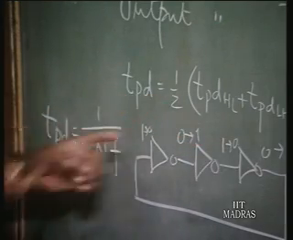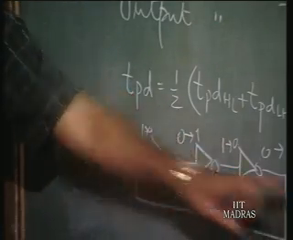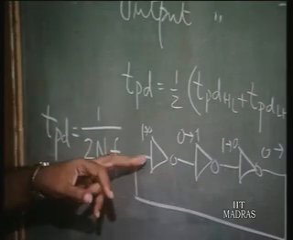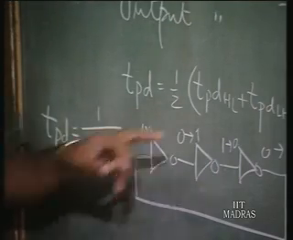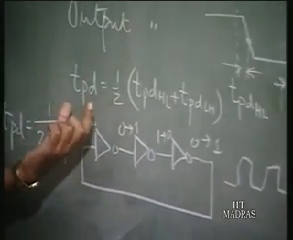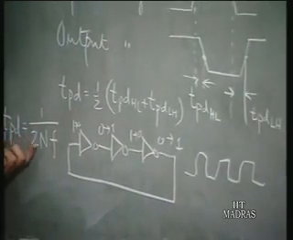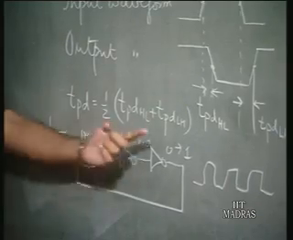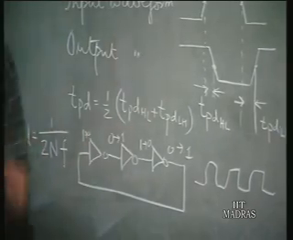Basically the time period of this oscillation is equal to twice n TPD, where TPD is the propagation delay. So, looking at the waveform and knowing the frequency, you can find out the propagation delay.